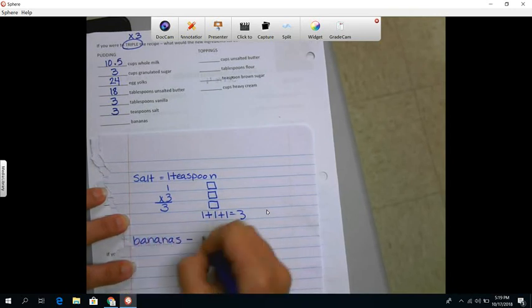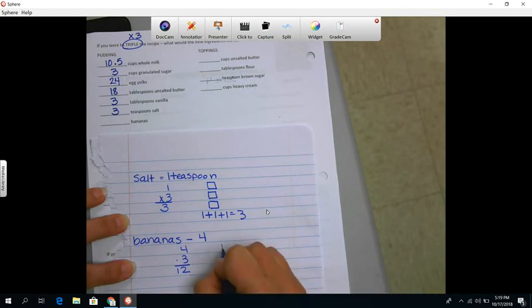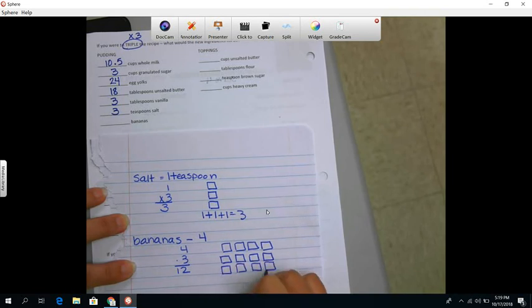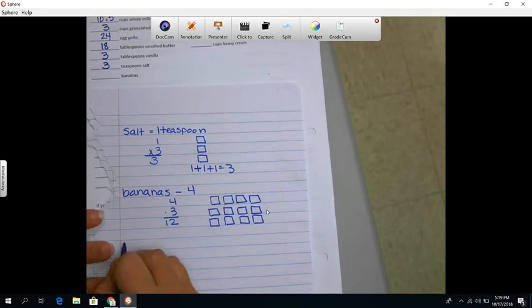All right, now bananas. Bananas, we needed 4 bananas. 4 times 3 is 12. Or we could do 4 groups of 3. And we would get 2 batches, would needed 8, remember? And we add another batch to get 12. Good job. Alrighty, now let's go on to our toppings.